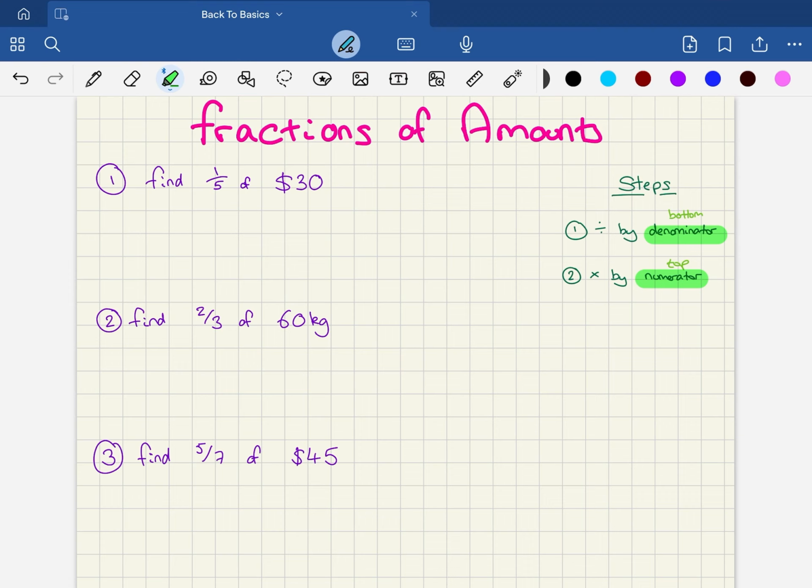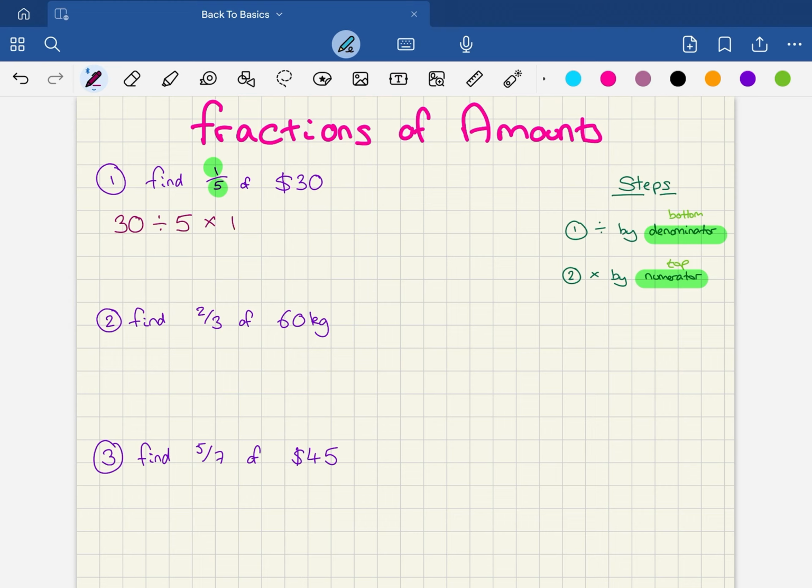Okay, so to show you what this looks like, for question number 1, I'm finding 1/5 of 30. So the first thing we're going to have to do to find a fifth of $30 is to split it up into 5 equal parts, because that's dividing by the denominator, and we want one of those parts. So what I'm going to type into my calculator is 30 divided by 5. Now I can type in multiplied by 1.